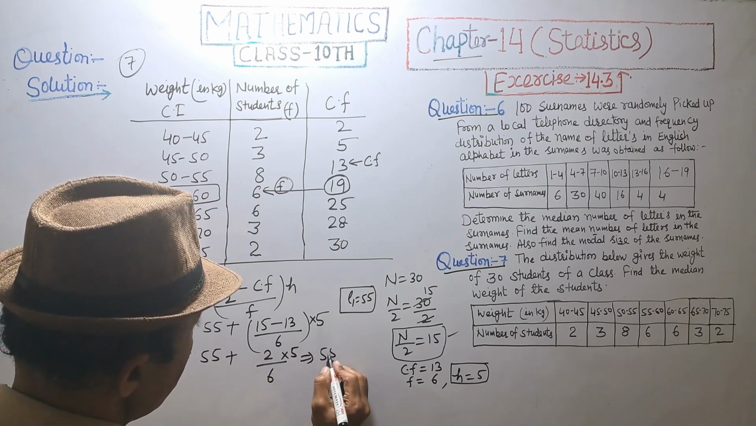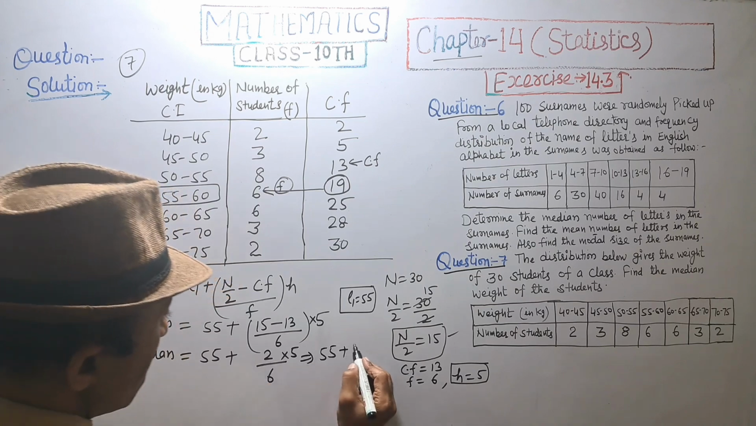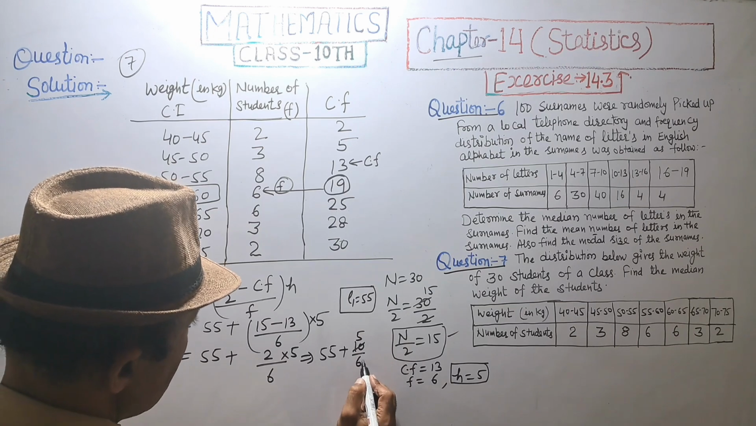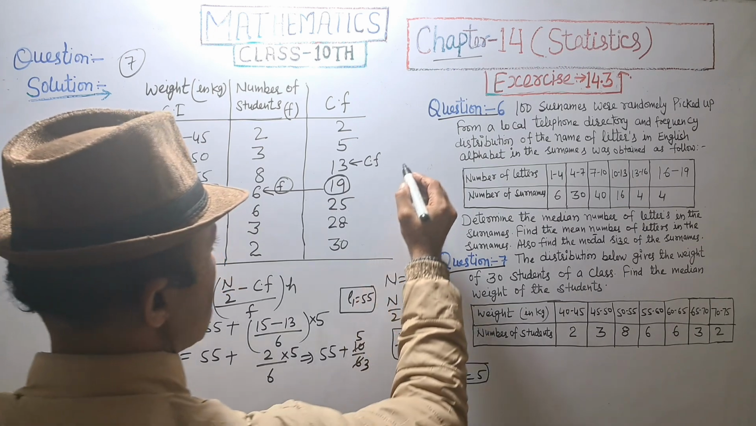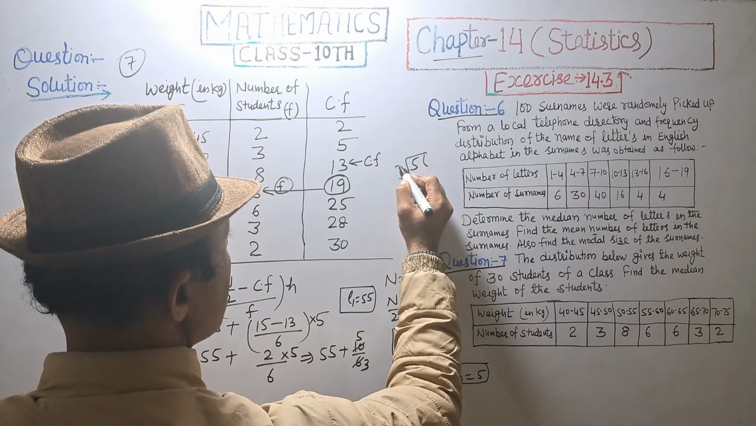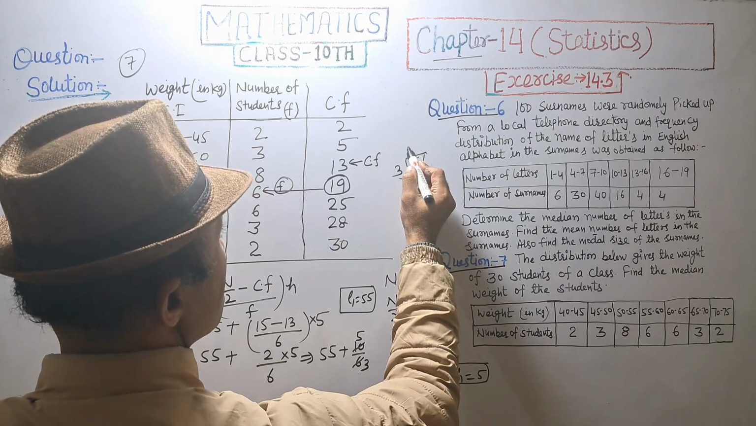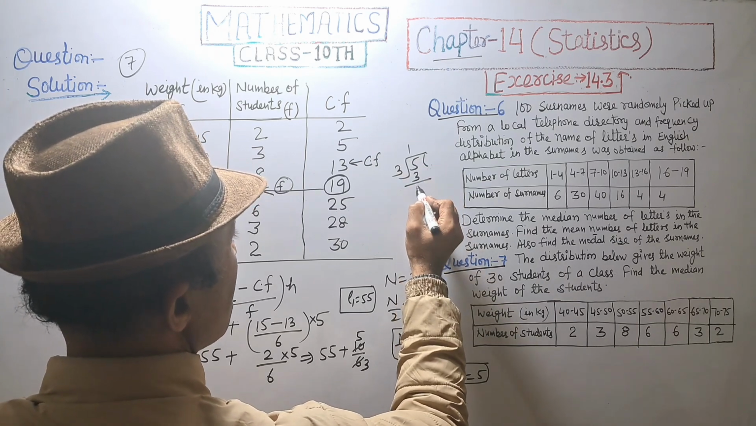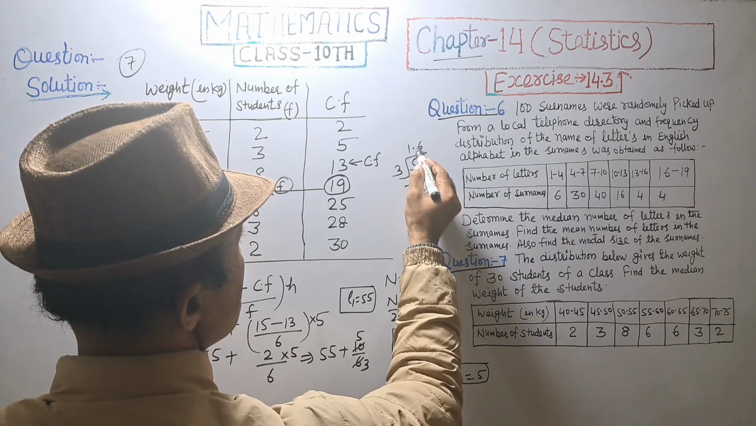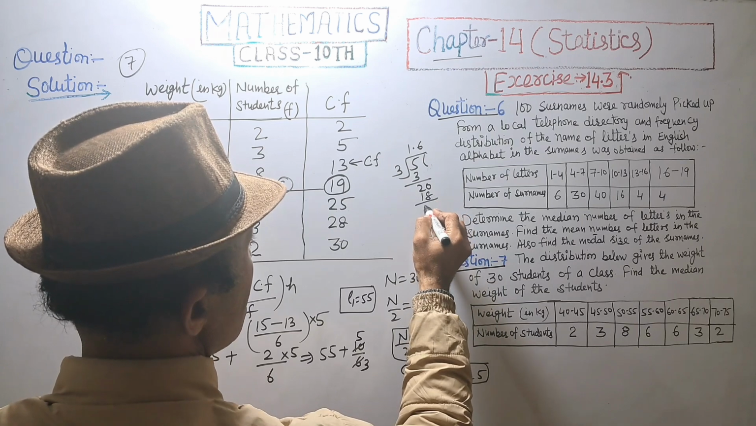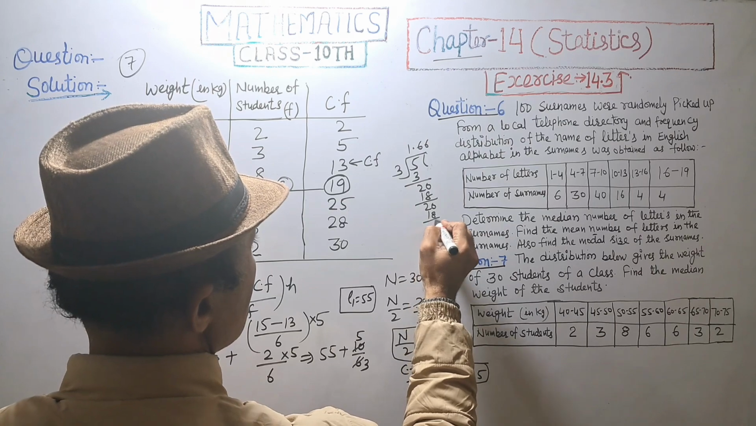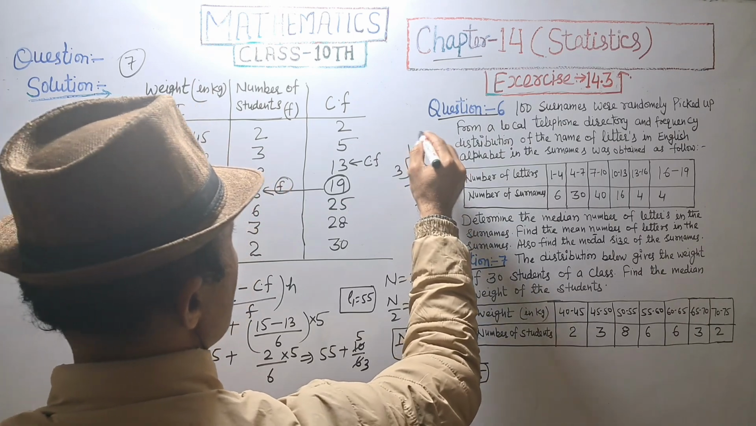This implies 55 plus 5 2s are 10 upon 6. 5 2s are 10, 3 2s are 6. 5 divided by 3, 3 1s are 3, 3 6s are 18, and so on.